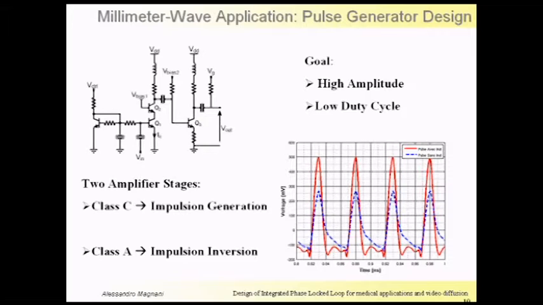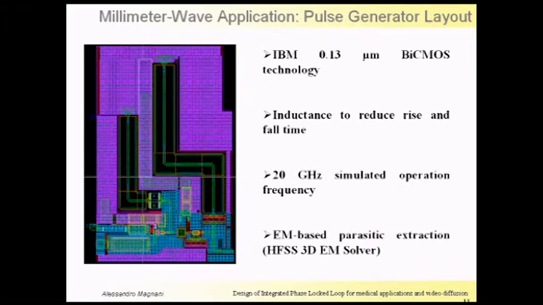With about 250 millivolt, we are unable to correctly drive the down conversion mixer. So it was necessary to use inductors. The chip becomes more expensive, but the performances are better. This is the layout of the realized integrated circuit. It was realized in a 130 nanometer technology, but it was a BiCMOS technology, silicon germanium by IBM.